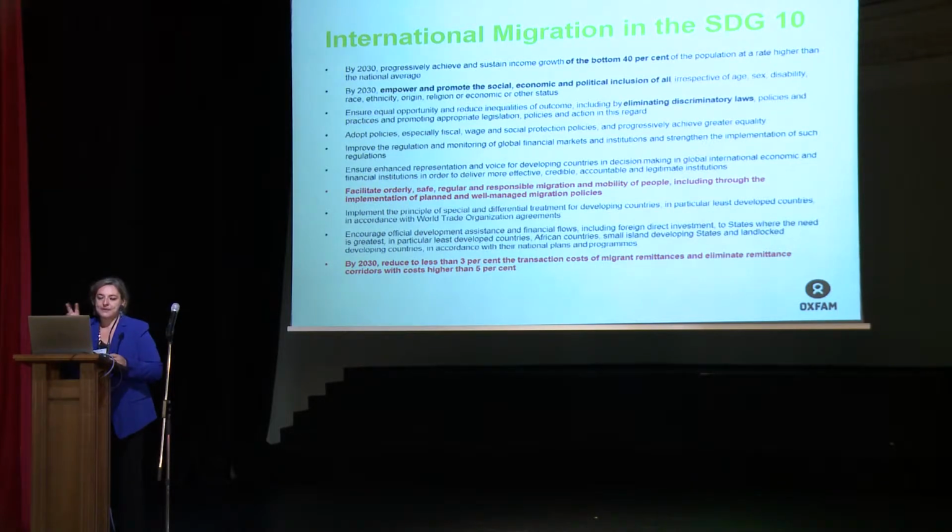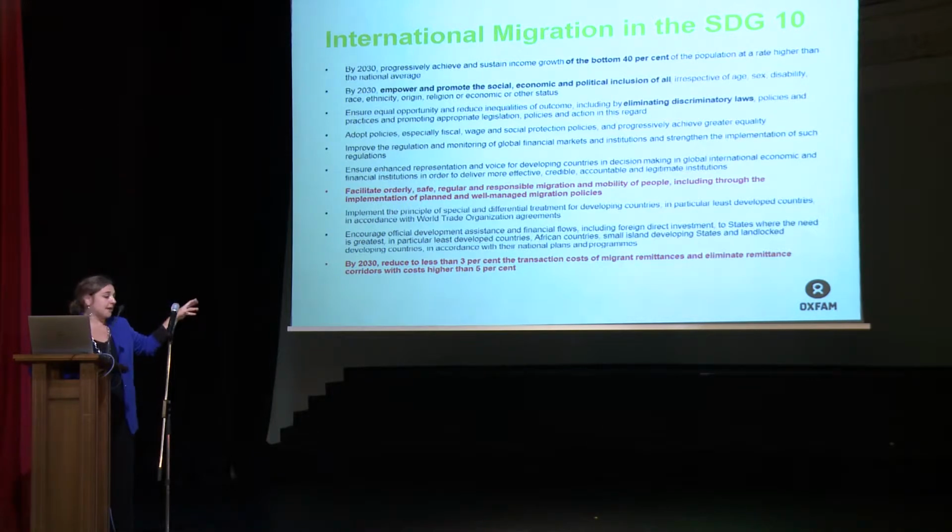And then going specifically to SDG 10, which, as you all know, aims to reduce inequality within and among countries, I have just outlined the different targets of SDG 10. You can see the specific targets around migrants and around safe, regular, and responsible migration and mobility of people on one side, and around the critical question of remittances on the other side.